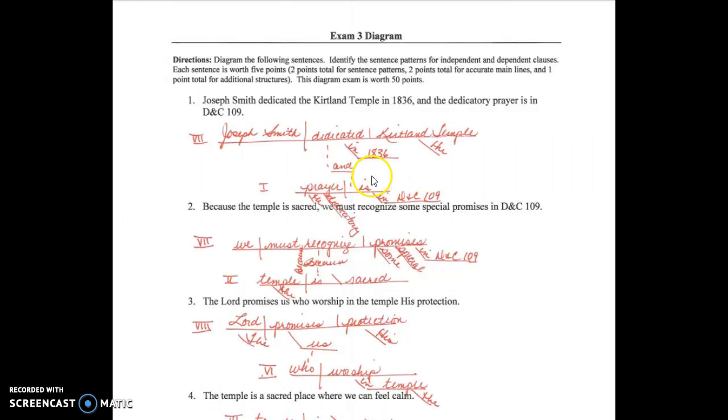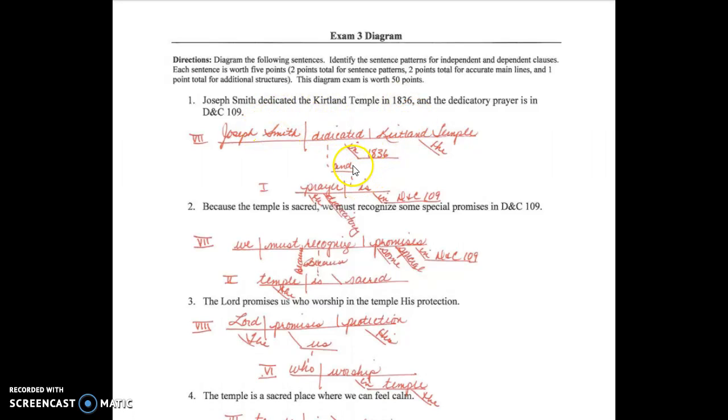So the first one, we have two independent clauses joined by the conjunction and. So the first one, then we have the subject Joseph Smith, action verb dedicated. He dedicated what? The Kirtland Temple. And then we have in 1836, which is a prepositional phrase answering the question when, functioning as an adverb, so it goes underneath the verb. So that's a pattern 7 with subject, verb, and direct object.